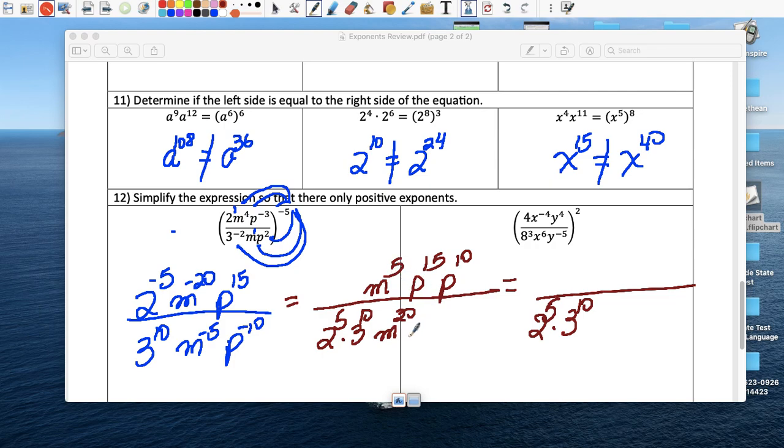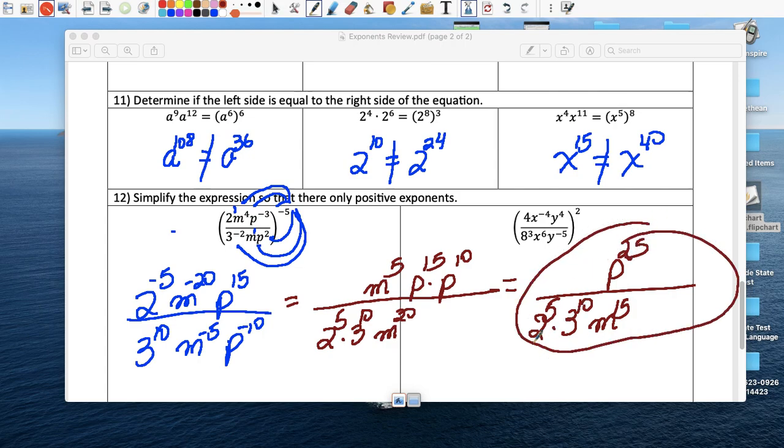M to the 5 and M to the 20. Where are there more M's? Top or bottom? At the bottom. How many more? 15. P's, they're both side by side, which means they'll be multiplied. Keep the base, add the exponents. So that should have been your final answer. And if it's not, it means that they actually changed that to standard notation and multiplied, and you get some really big number. Okay.